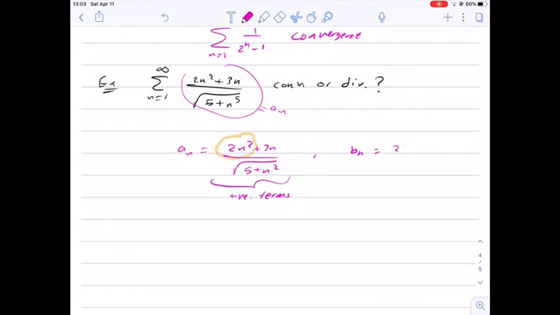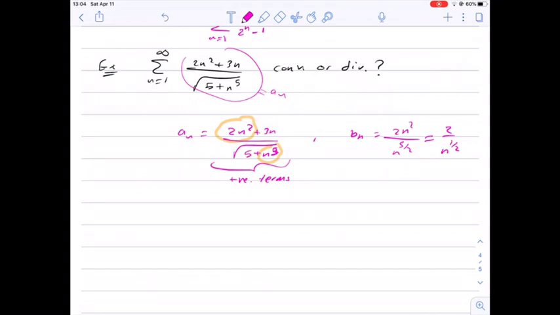For example, we can take 2n squared from the numerator, and from the denominator we take n to the fifth under the square root, so it becomes n to the 5 over 2 power. Okay, so this is our new series. We can simplify it to get 2 over n to the 1/2. Now this is a series with positive terms.